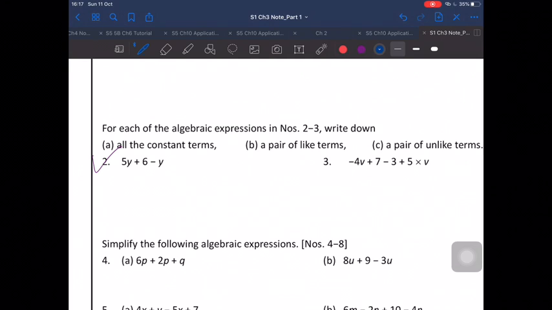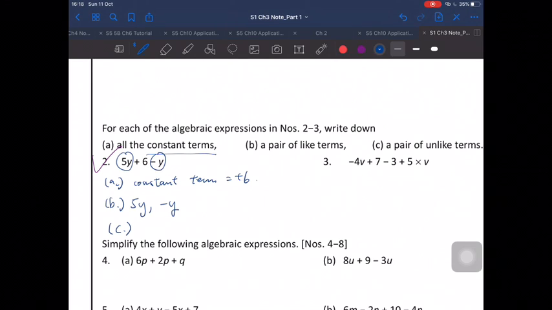All the constant terms. Constant term means the terms only have numbers without any English letter. So therefore, for A, the constant term will be positive 6, right? And then a pair of like terms, just a pair. Maybe there are many pairs, but you only need to mention one pair. So therefore, it will be 5y and then negative y. For C, unlike terms: positive y and then positive 6, they are unlike terms. So we have finished question number 2.